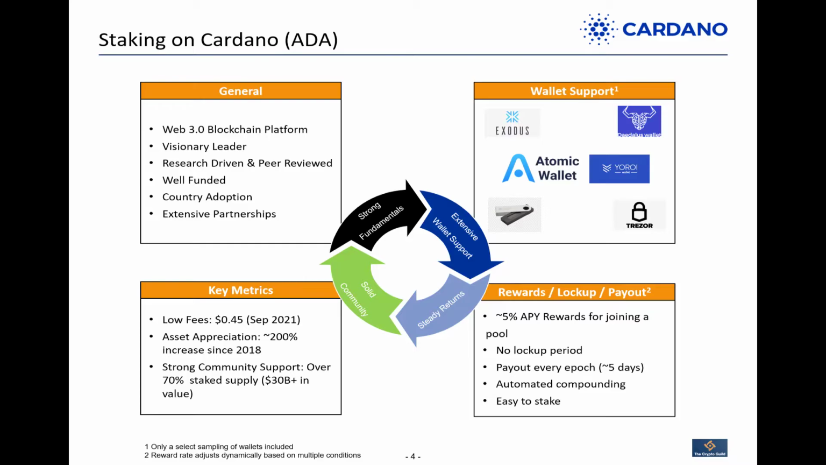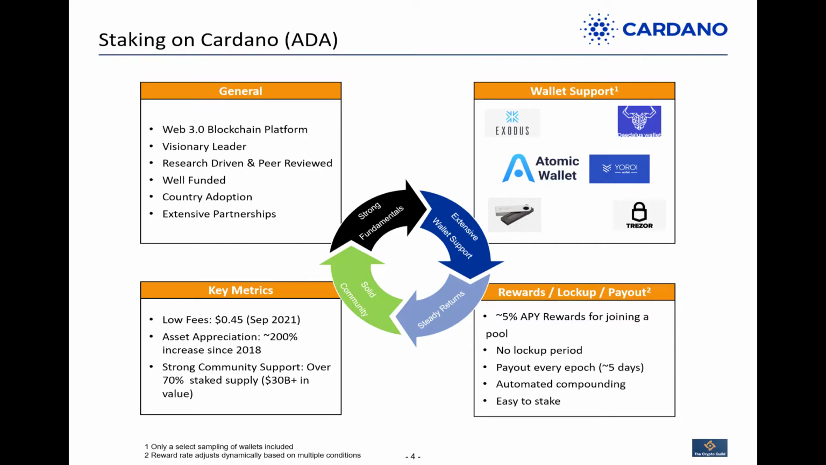They have significant wallet support, so all the major wallets. They're very well supported from a wallet perspective. And I would say that Cardano offers steady returns. They currently offer around a 5% return, and this is done by joining a pool. There's no lockup period with Cardano. You earn your rewards every epoch, and that happens approximately every 5 days on Cardano. They have automated compounding, which is great. You don't have to do anything.